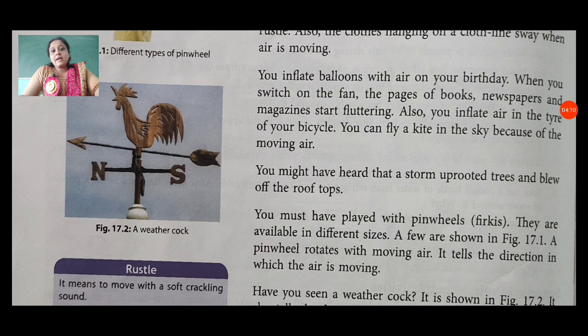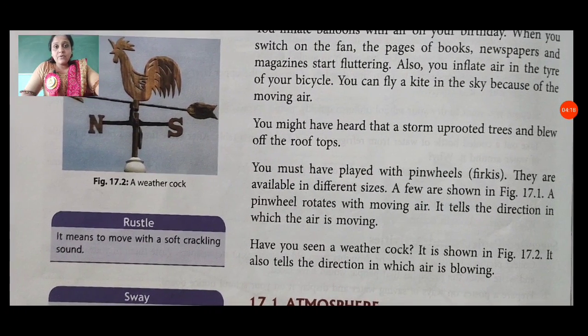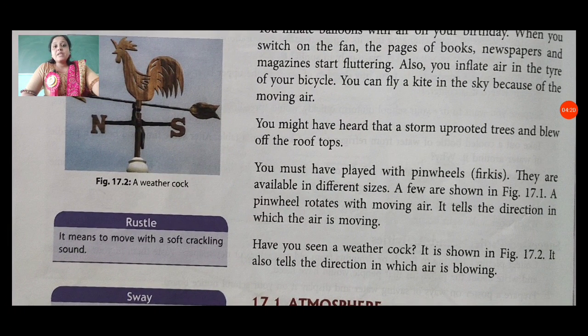You can see here in figure 17.2 also a weathercock, with N for north and S for south, as we all know. Have you ever seen a weathercock? It is shown in figure 17.2. It also tells the direction in which air is blowing.